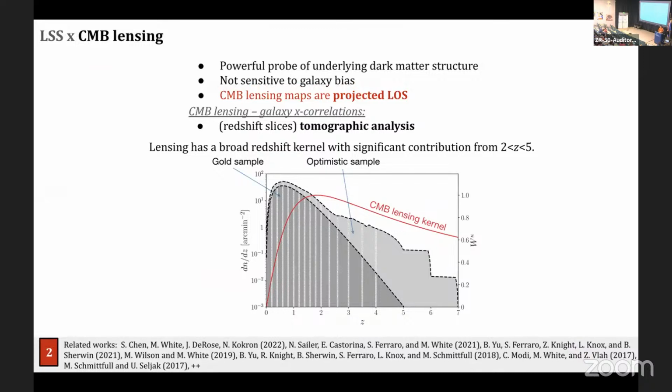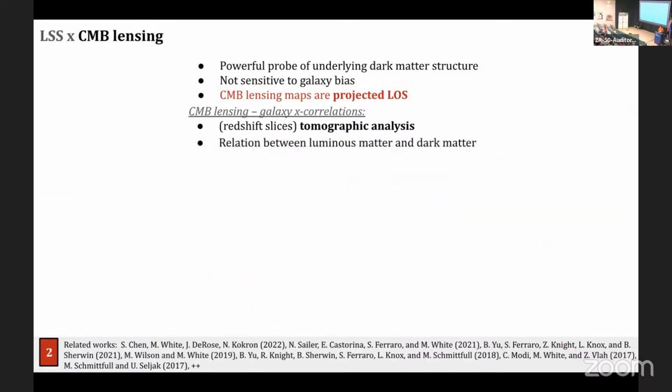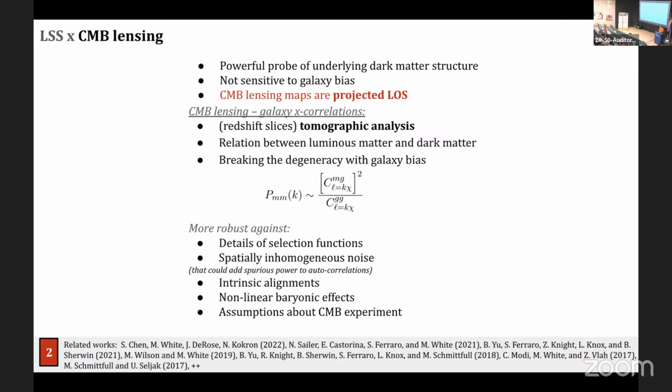For example, allowing us to probe luminous matter and the relationship between the luminous matter and dark matter up to high redshifts, as well as breaking the degeneracy with the galaxy bias and probing the matter fluctuations in a way that's more robust against the details of selection functions, inhomogeneous spatially varying noise, intrinsic alignments that galaxy weak lensing suffers, for example, as well as various other effects, including assumptions about CMB experiments.